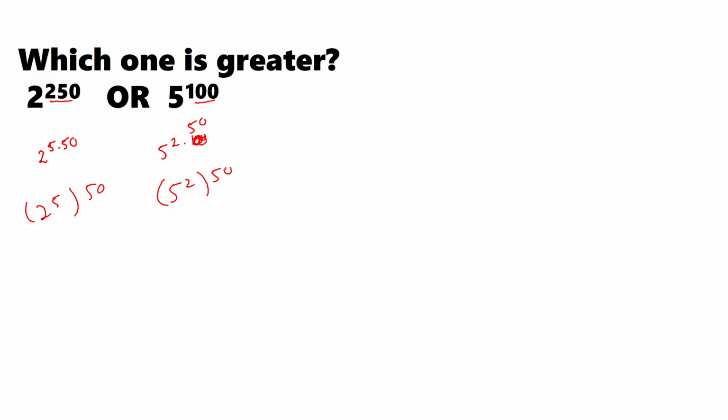So now both these exponents are the same. I can compare these numbers. So 2 power 5, we know that is equal to 32, and 5 square is 25. Which one is greater? Of course, 32 is greater than 25. So it means that this number is greater than this number. The greater number is this one.